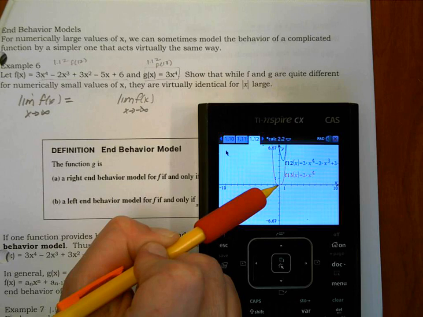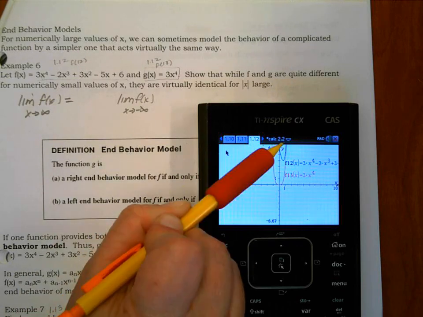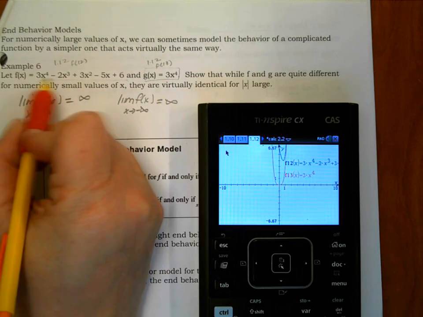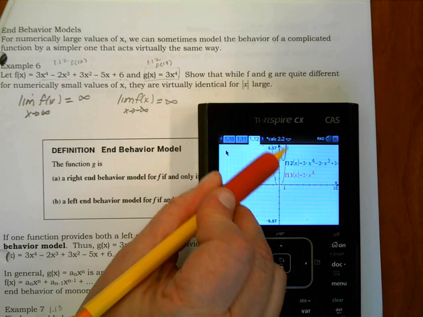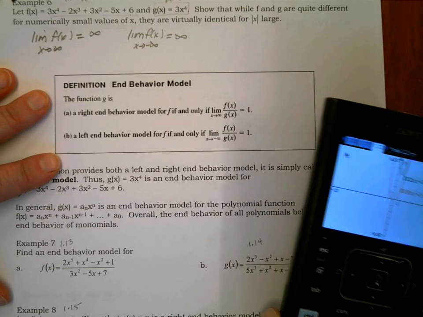As we go towards -infinity, they both shoot up. As we go to positive infinity, they both shoot up. And so mathematicians use this because instead of having to know what that looks like exactly and where all the terms are, if they were just interested in end behavior, they could just focus in on the leading term. And that's what this definition here tells us.